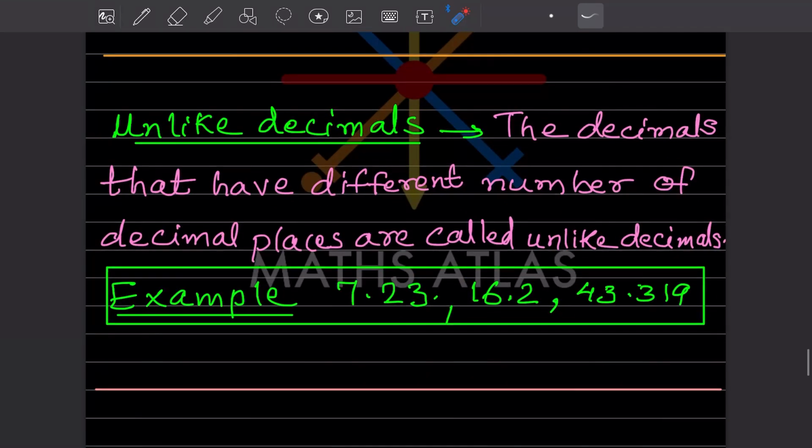Now unlike decimals: the decimals that have a different number of decimal places are called unlike decimals. Now look at these 3 examples. After this point, there are 2 numbers. After this point, there is only 1 number. After this point, there are 3 numbers. So these are called unlike decimals. You don't have to look at the number before, but at the digits after the decimal point.